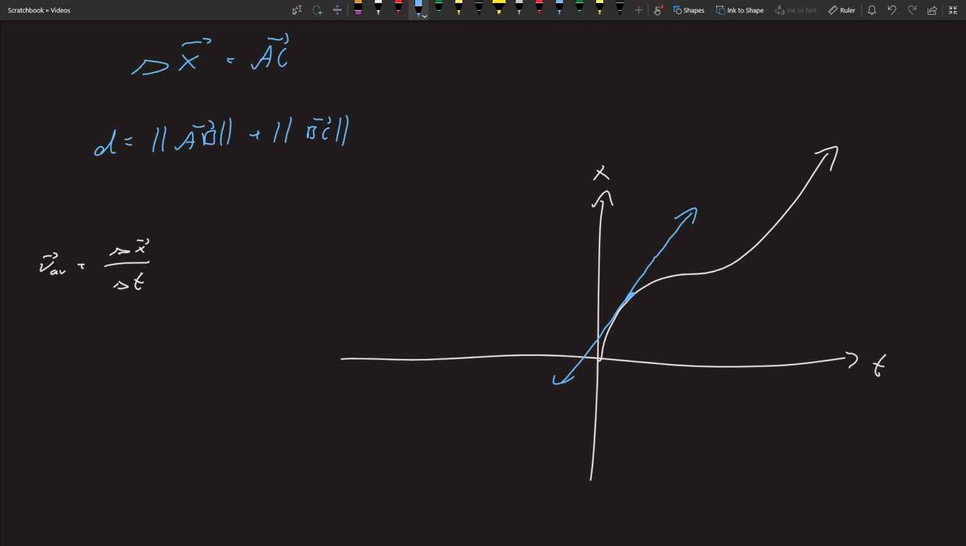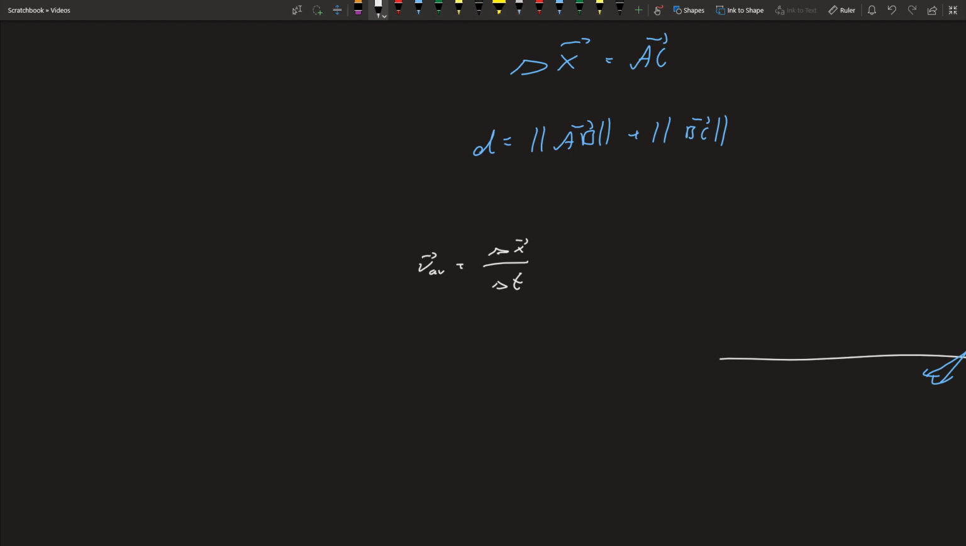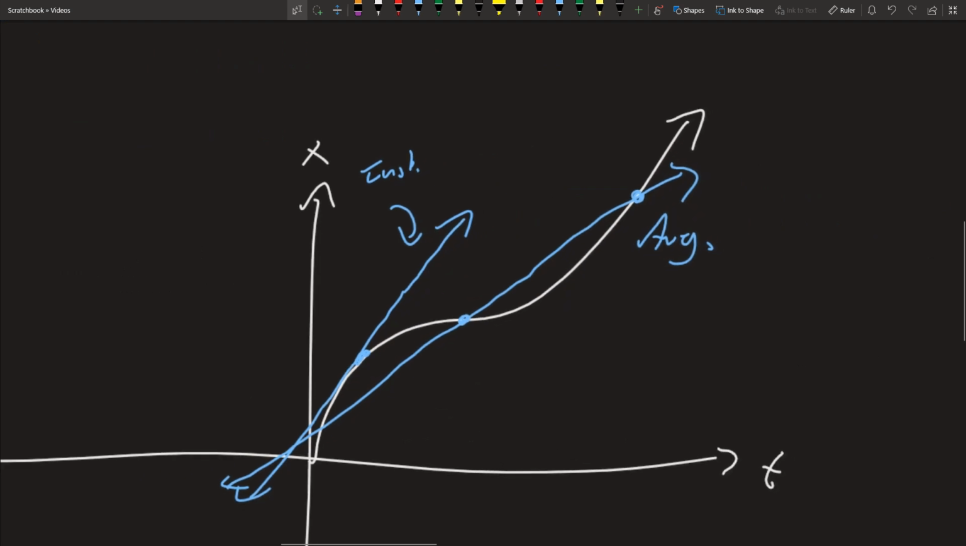However, if I take 2 points like that and I draw the secant line, the slope of the secant line is the average velocity, not the instantaneous. Okay, so this one is the instantaneous, this is the average. Okay, now how do I write that mathematically? So that's V average. V instantaneous, or just simply V, is equal to the limit as delta t goes to 0, right?